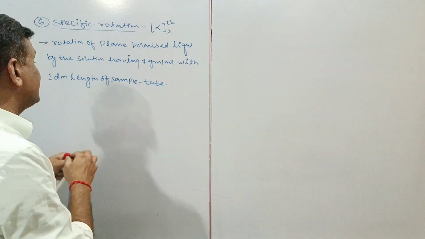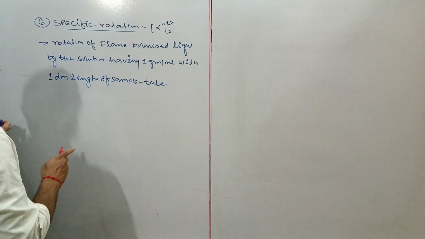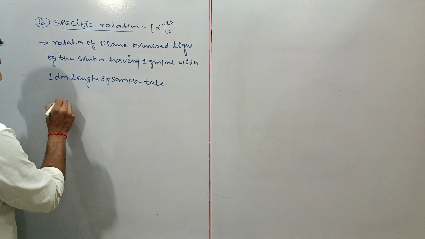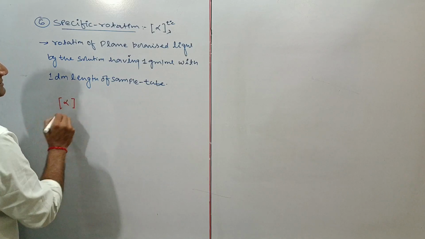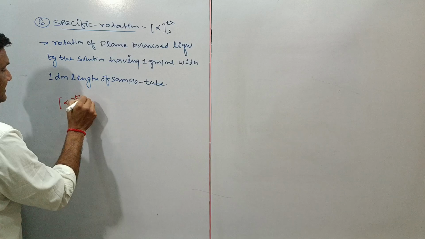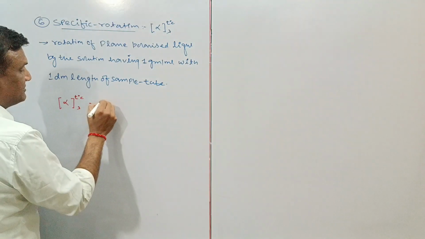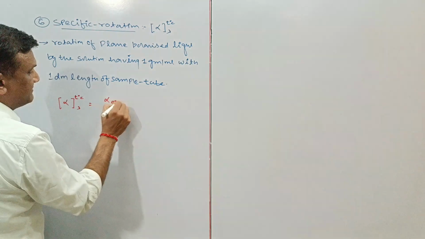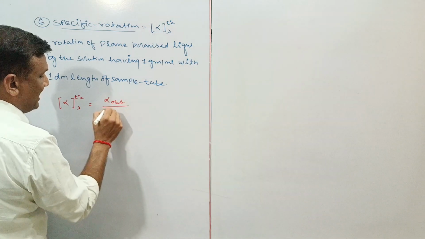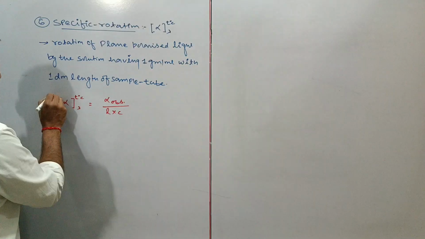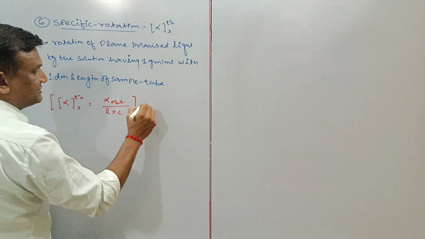We have discussed just specific rotation is your alpha. This is the T degree Celsius as a temperature. This is the lambda is equals to, this is your alpha observed upon L into C. This is the formula of specific rotation.